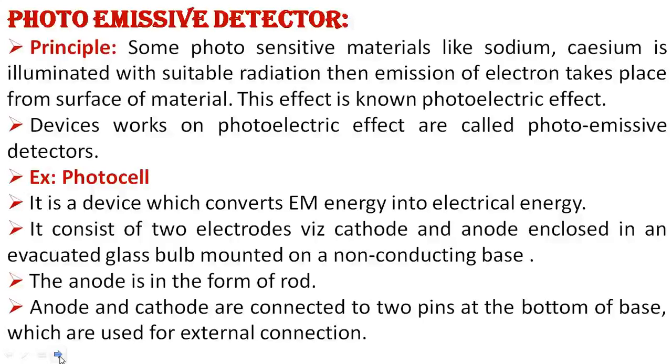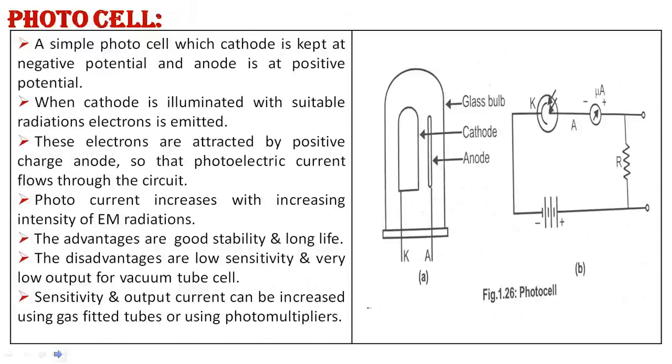The anode is in the form of a rod. Anode and cathode are connected to two pins at the bottom of the base, which are used for external connection. Next is the photocell, a simple photocell in which the cathode is kept at negative potential and the anode is at positive potential.